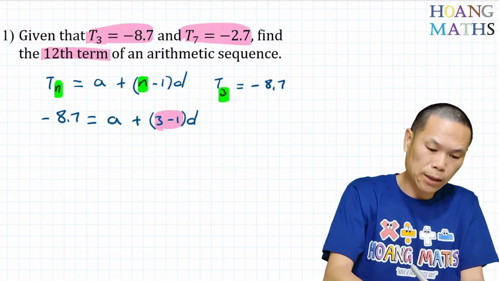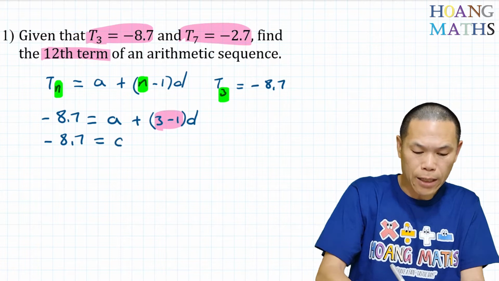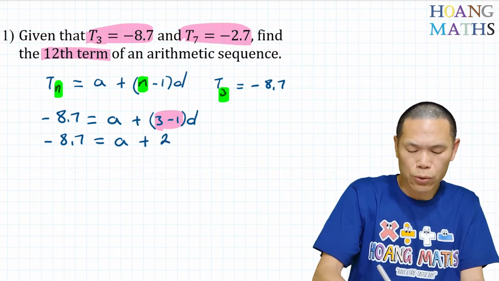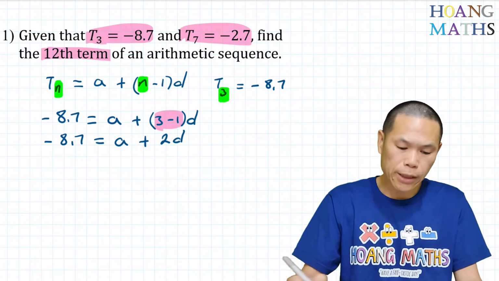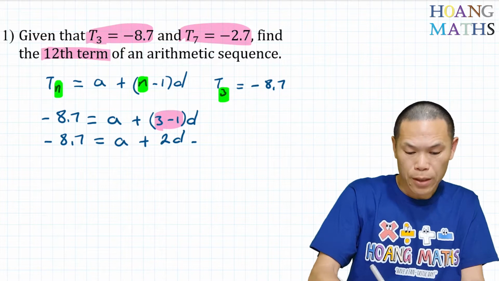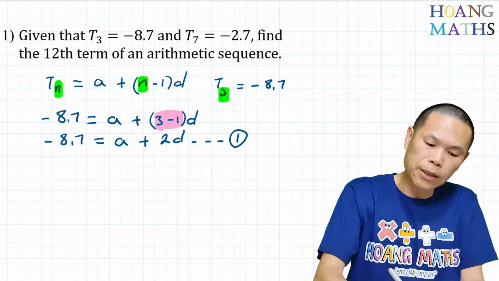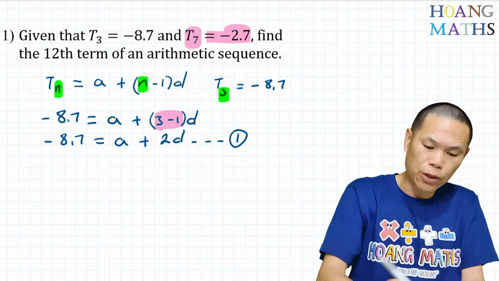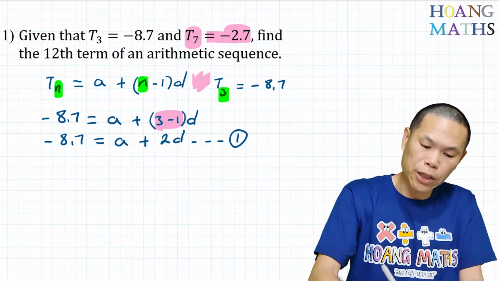So negative 8.7 is equal to A plus 3 minus 1, which is 2, times d is 2d. So now we have one equation. So let's just name this equation number 1. And we also know that term 7 is equal to negative 2.7. So what we do, we just substitute that into this equation here.